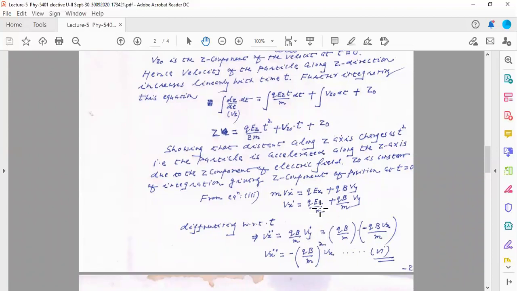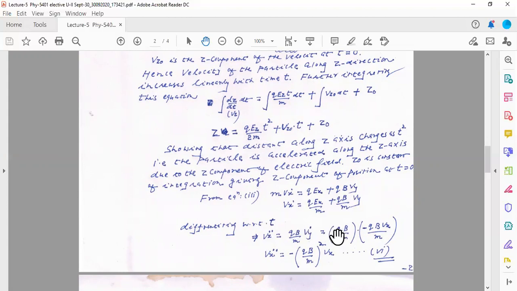This is a constant term, so its differentiation is zero, because the charge carried by the particle is constant, Ex is constant because the electric field is constant, and the mass of the particle is constant because it is not moving with a relativistic speed. So the time derivative of this constant term is zero. So I have vx double dot equal to qB over m into vy dot.